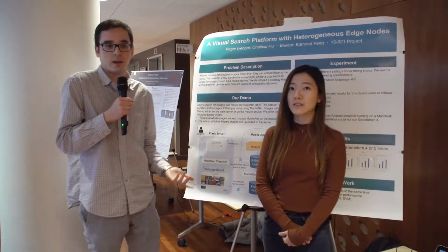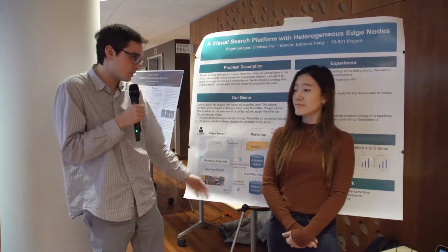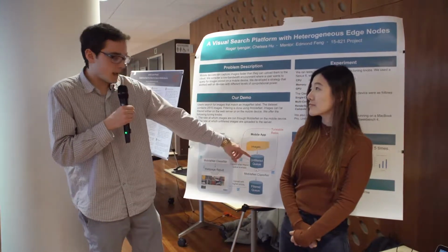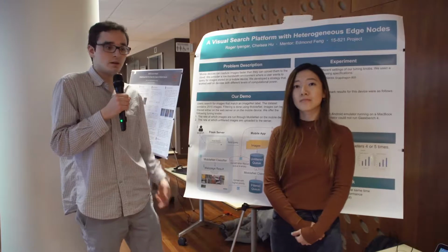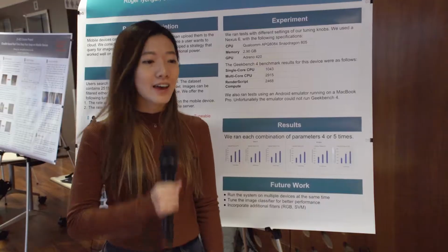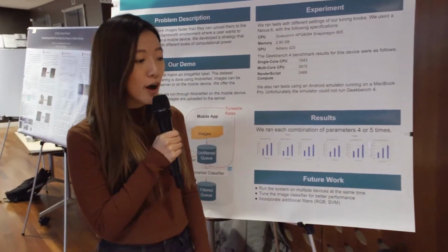And on the other end of the spectrum, if you have a really powerful brand new phone, it's going to be able to run the classifier a lot faster, and so it's going to empty the unfiltered queue sooner, and fewer of the images are going to get uploaded unfiltered. So now I'm going to show the demo of our system.